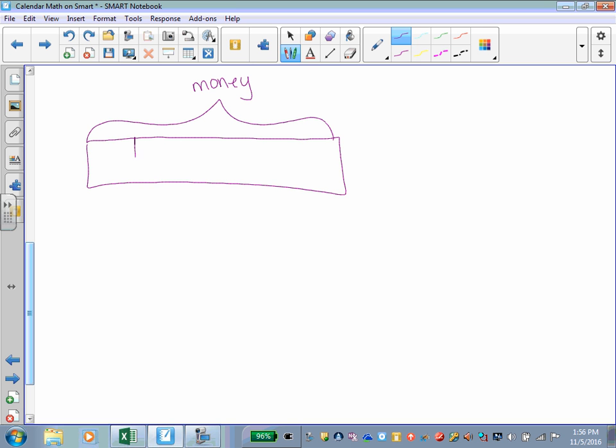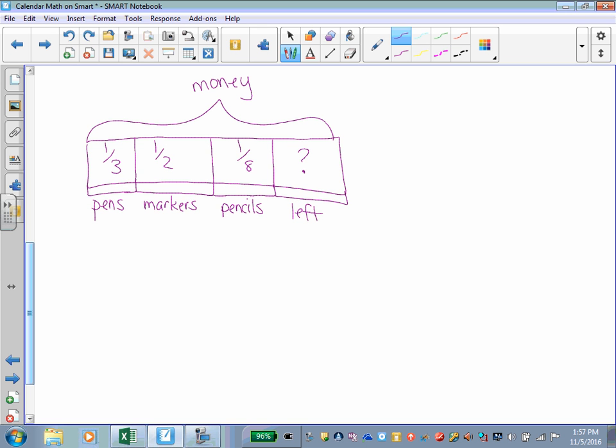Alright, she uses 1/3 of her money, so we're just going to partition this box up to give us a visual of what we're looking at. 1/3 of her money on pens. She uses 1/2 of her money on markers. She uses 1/8 of her money on pencils, something that you guys don't spend your money on, and we have an amount that is left.